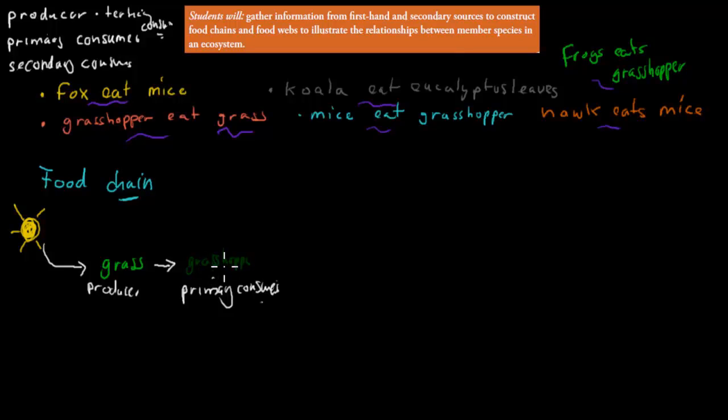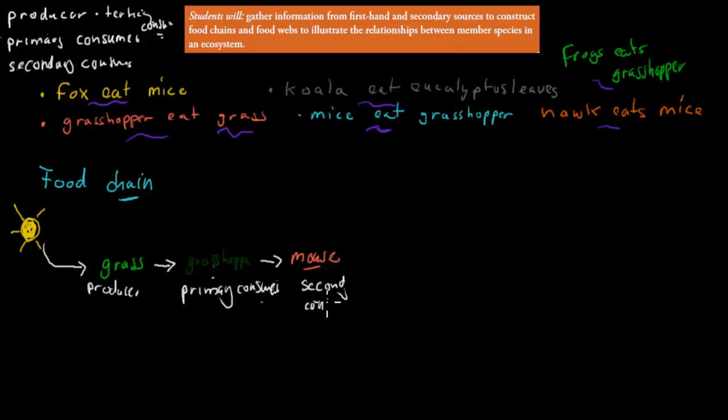Or, they could also be omnivores, something that eats both plants and animals. Then the grasshopper is eaten by, let's see, what does this tell us? Mice eat grasshopper. So the next level would be the mouse, being eaten by... the grasshopper being eaten by the mouse. So a secondary consumer is our mouse.